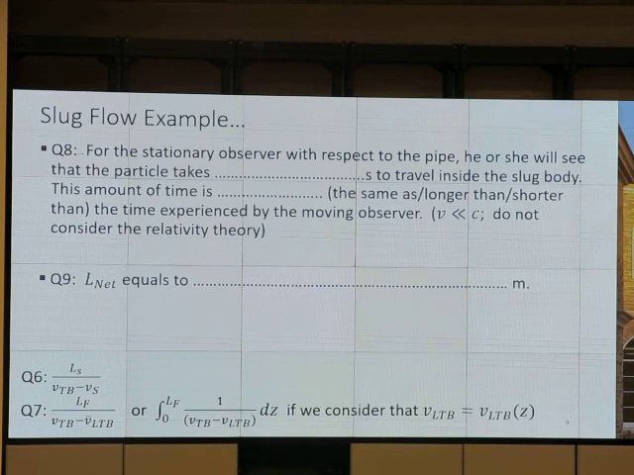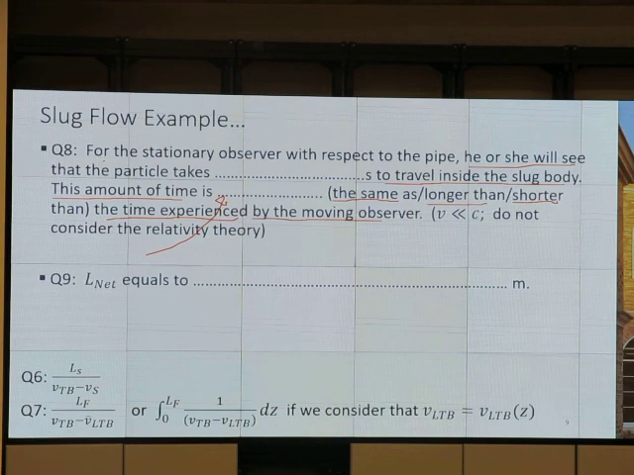Okay, let's do question A. For the stationary observer with respect to the pipe, the stationary observer doesn't move with the slug front. He or she will see the particle take how many seconds to travel inside the slug body? Oh, don't answer it yet. Is this amount of time the same as, longer than, or shorter than the time experienced by the moving observer? Answer the second question first. Is it more, less, or the same?